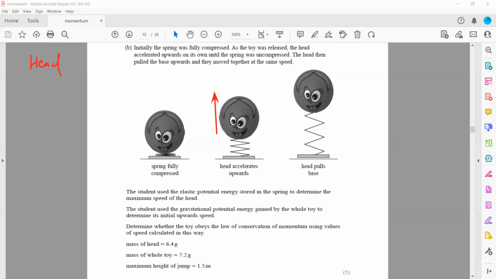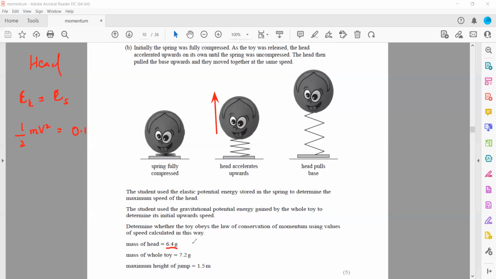how do we work out the speed of the head? The elastic strain energy is equal to kinetic energy. So elastic strain energy and kinetic energy will be equal. Kinetic energy is equal to half mv squared, and elastic strain energy is equal to 0.1 joule, the answer which we got in the previous part. So the mass of the head is there, which is in grams. Here it's given.